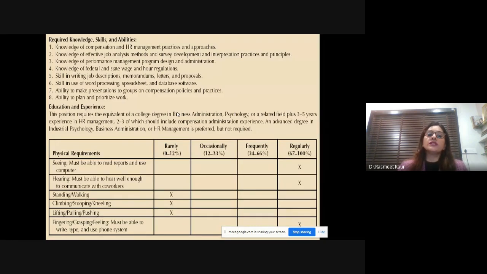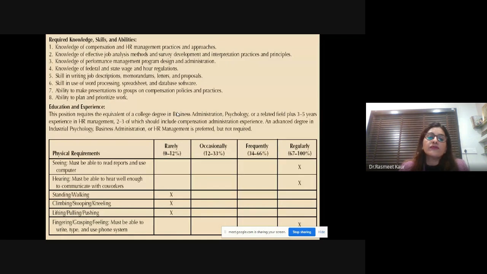Also, if you come down to the second paragraph, it states the education and the experience. If I am looking for a managerial job, definitely I'll not be looking for a fresher. I would be looking for a person who has certain experience in that department, that is the HR department. So I would be looking for a person who has 3 to 5 years of experience.